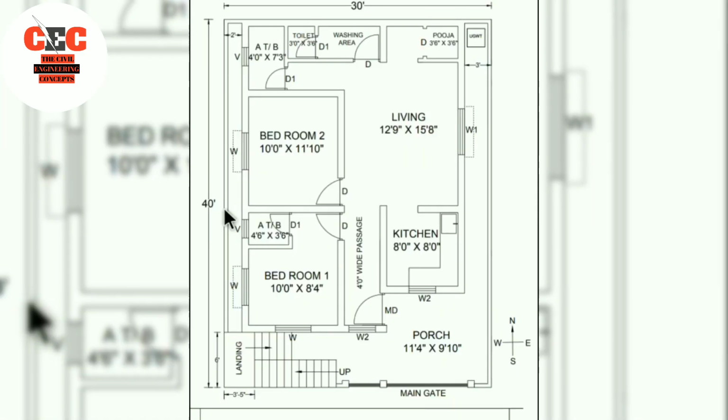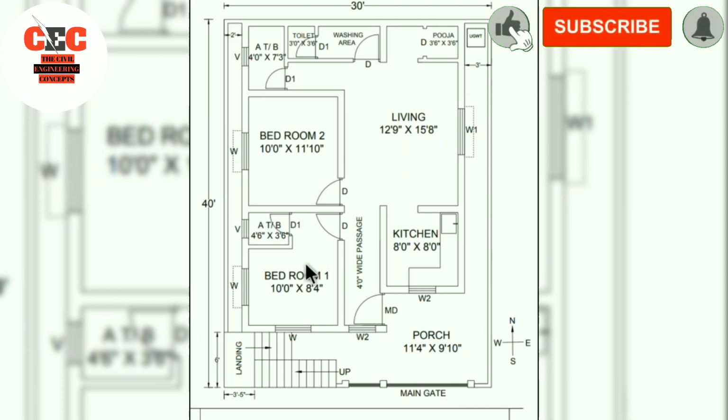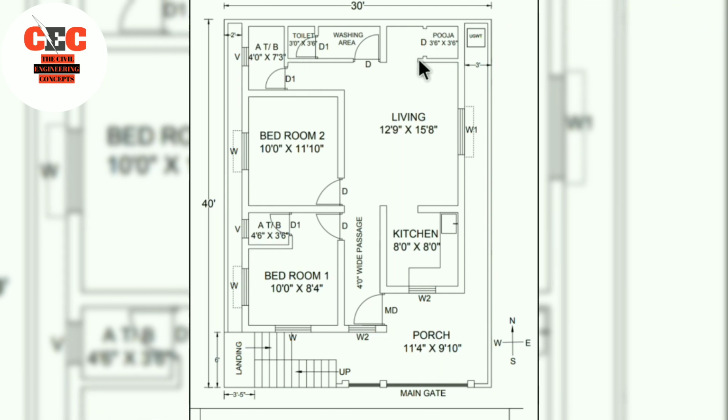Coming to walls, the outer compound wall is a 5 inch thick wall and all other walls are 9 inch thick walls, and for the partition over the bathroom and for the puja room a 5 inch thick wall is provided. I hope I covered every part of the plan.